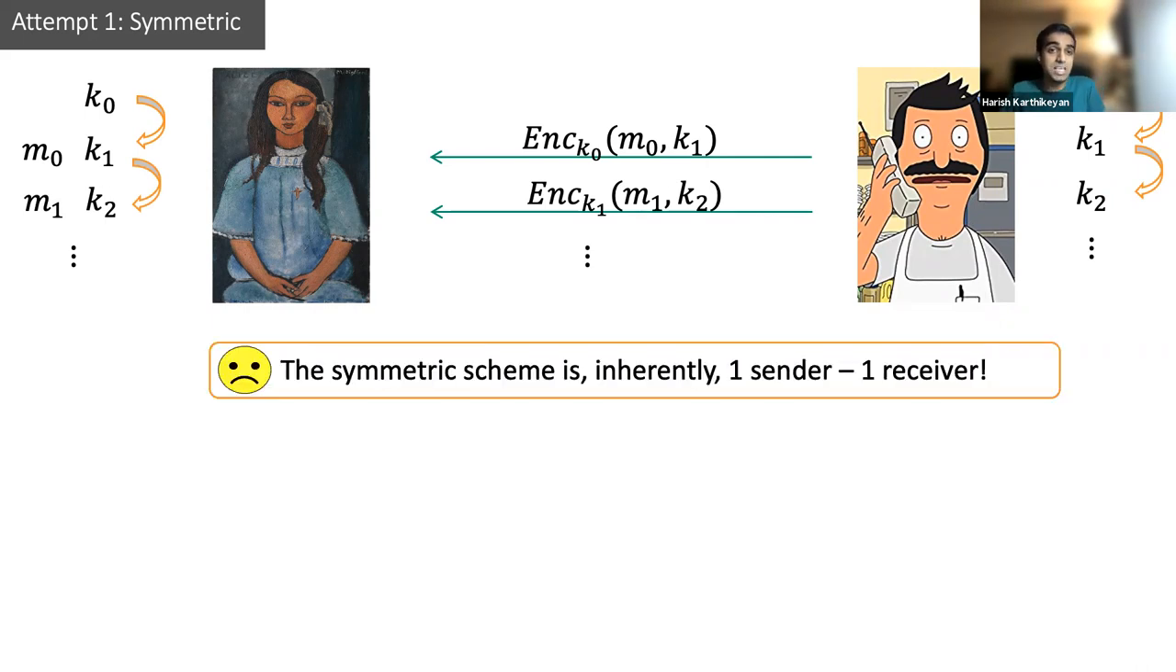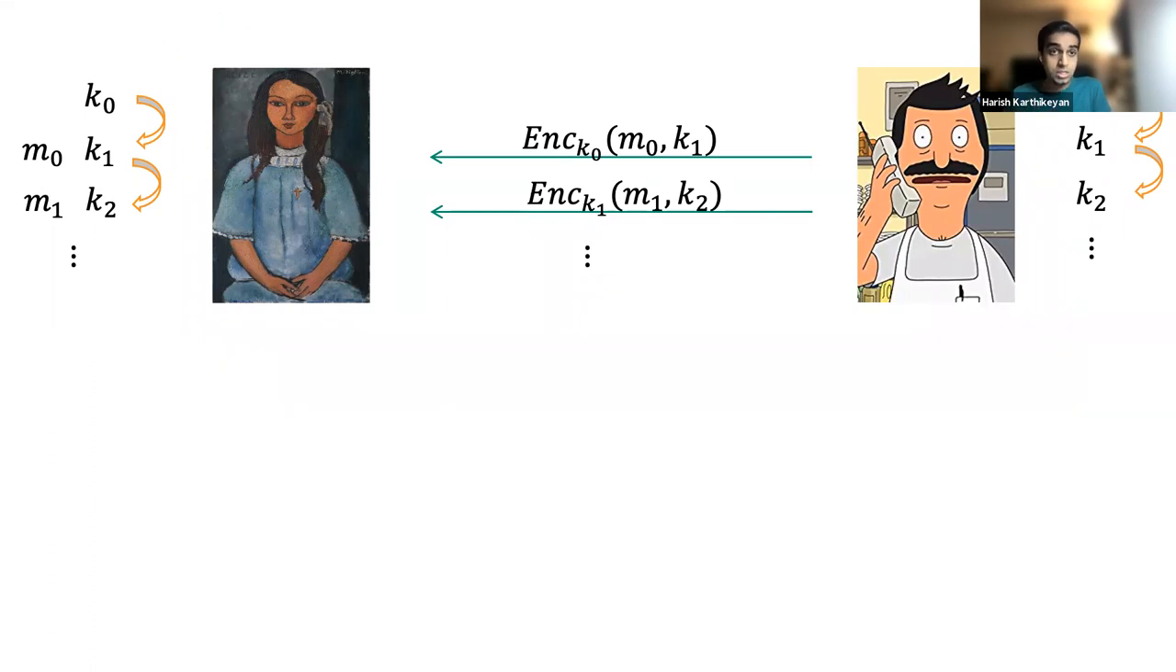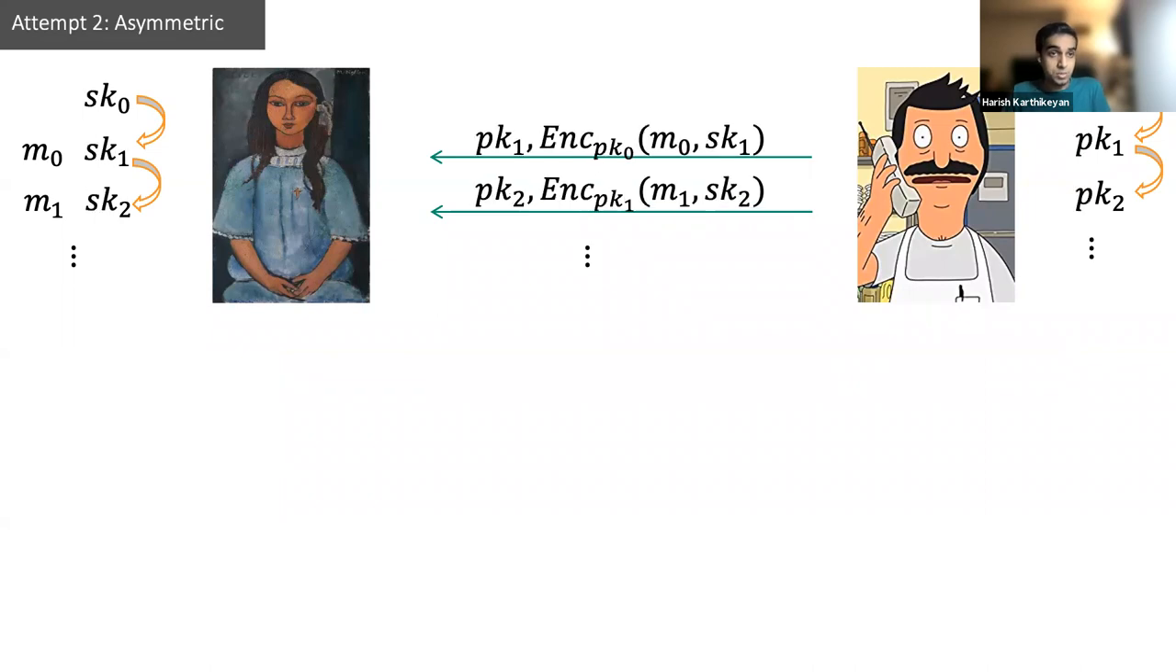However, the symmetric scheme is inherently one sender, one receiver. And if we needed to support multiple senders, we would have to rely on some kind of public key primitive. So let us take a look at a direct counterpart of symmetric encryption, where I'm just replacing all of the keys with public key secret key pairs. So this is how it would look, where I'm replacing in this manner.